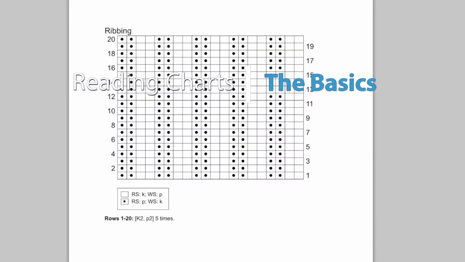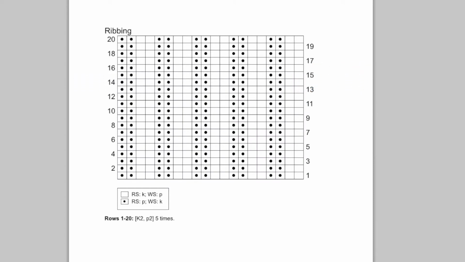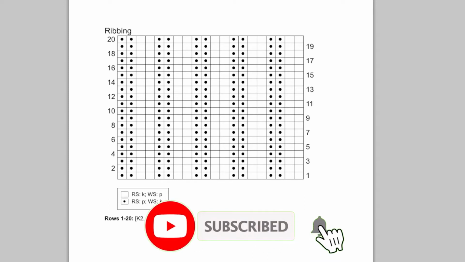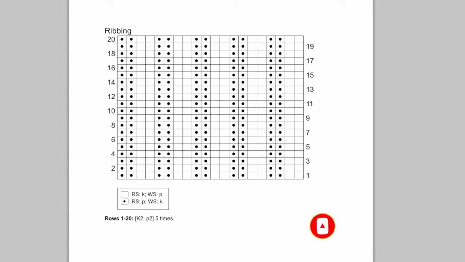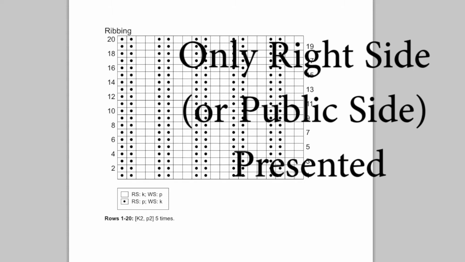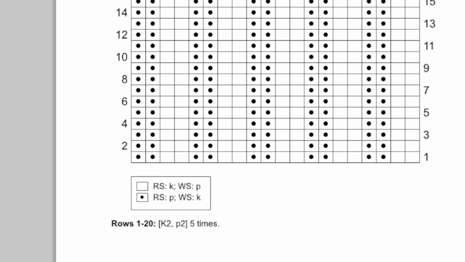In this video, I'm going to cover the very basics of reading charts. Charts show only the right side of the knitted fabric. So wrong side rows on the chart are presented how they appear on the right side, not precisely how you knit them. This is why chart symbols will have directions for how to work those symbols on the right side and how to work those symbols on the wrong side.